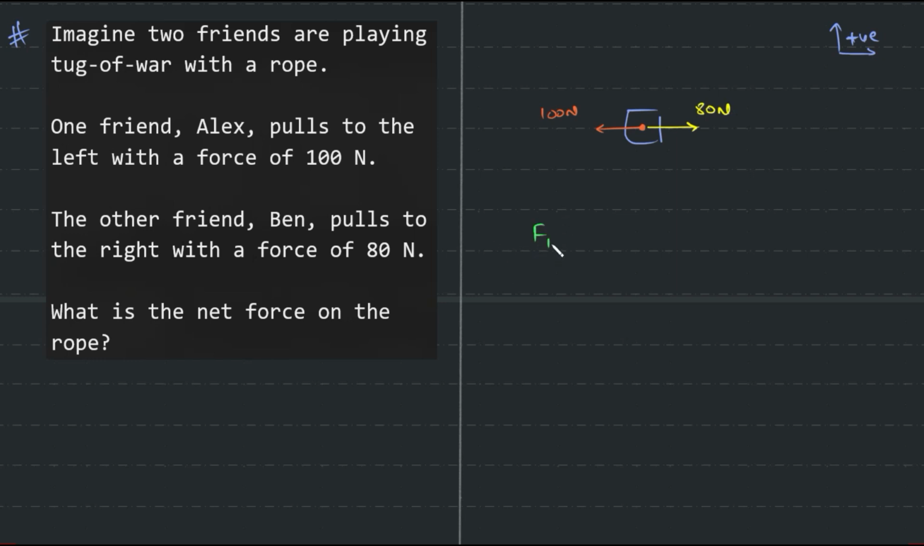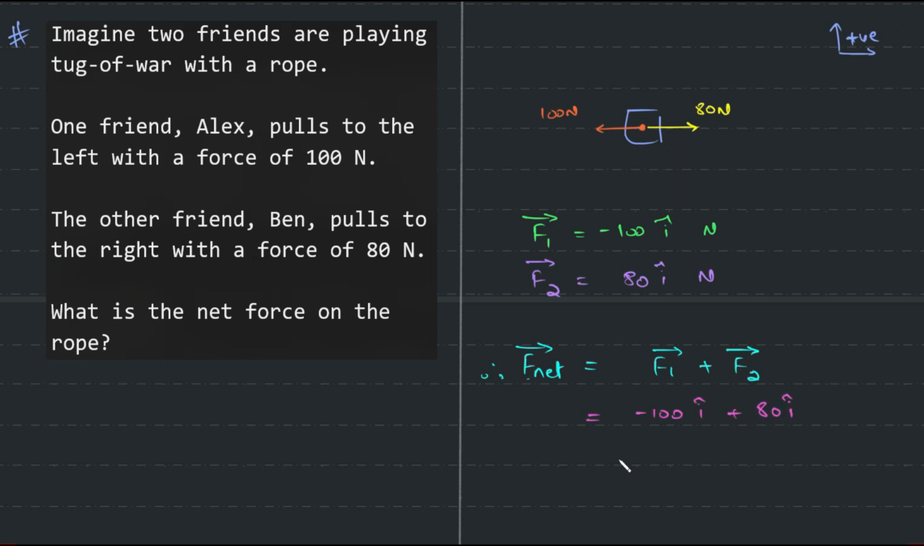So I can represent this as F1 is minus 100 i cap Newton, negative because left is negative. F2 is 80 i cap Newton, and the net force is the vector sum of F1 plus F2, which is minus 100 i cap plus 80 i cap, and this will be minus 20 i cap. Okay, it's as simple as this.